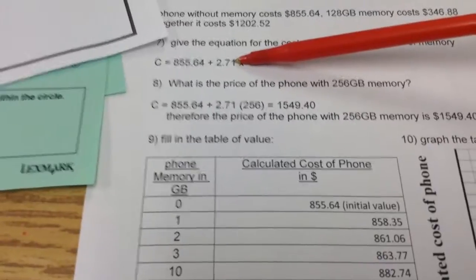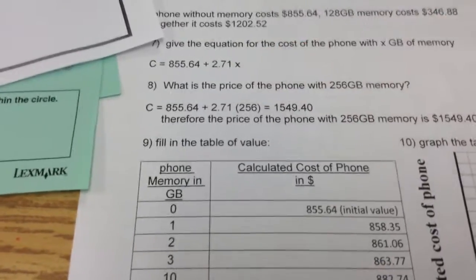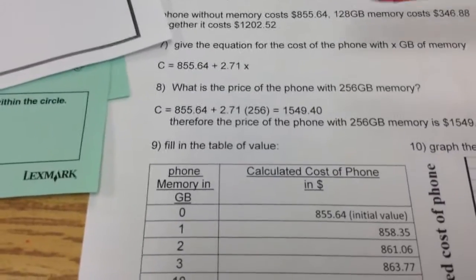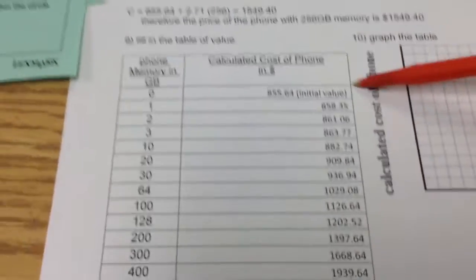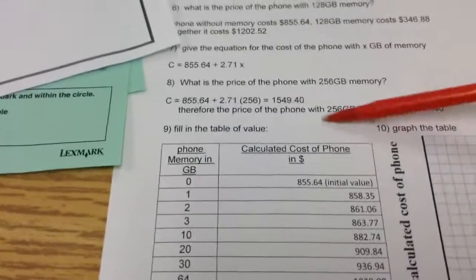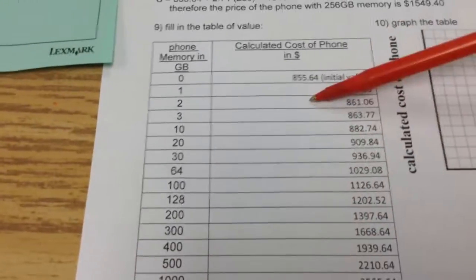Well, you can think of it this way too. 271 times 0 is just 0, right? So the cost is just the phone itself. All right, now you're going to do that, just put it in the equation. Do that one by one. Yes, it's a lot of work, but you had the time to do it.